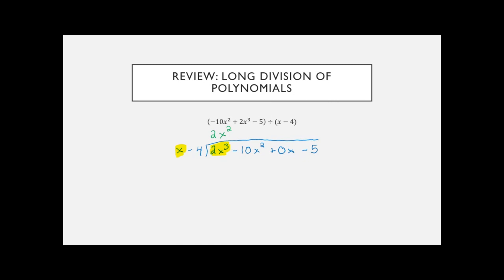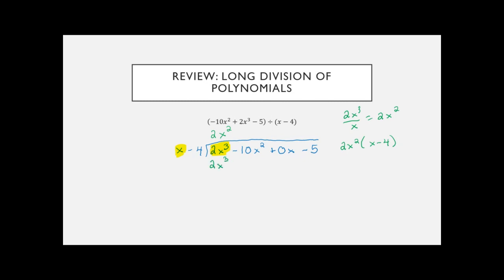Then you multiply the 2x squared that I wrote on top. So let me write what I'm doing. I did 2x cubed divided by x, and using our rules of exponents, that becomes 2x squared. Then you take that 2x squared and multiply it by x minus 4, and that gets put underneath your polynomial. When you multiply that out, you get 2x cubed, so I write that underneath the cubed term.